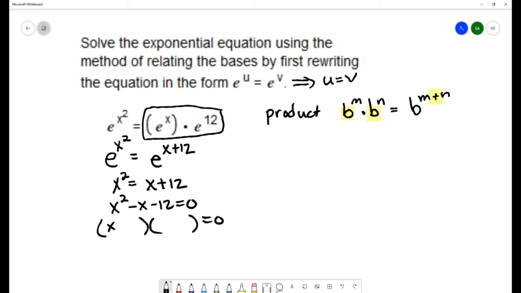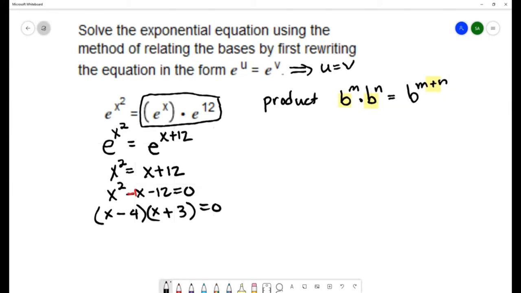We get x and x, 4 and 3. 4 times 3 is 12. We're going to do a minus on the 4 and a plus on the 3 to create the negative 1 in the middle. Now that we have it factored, we can set each factor equal to 0. And that gives us x equals 4 and x equals negative 3. And we have our solutions to that exponential equation, 4 and negative 3.